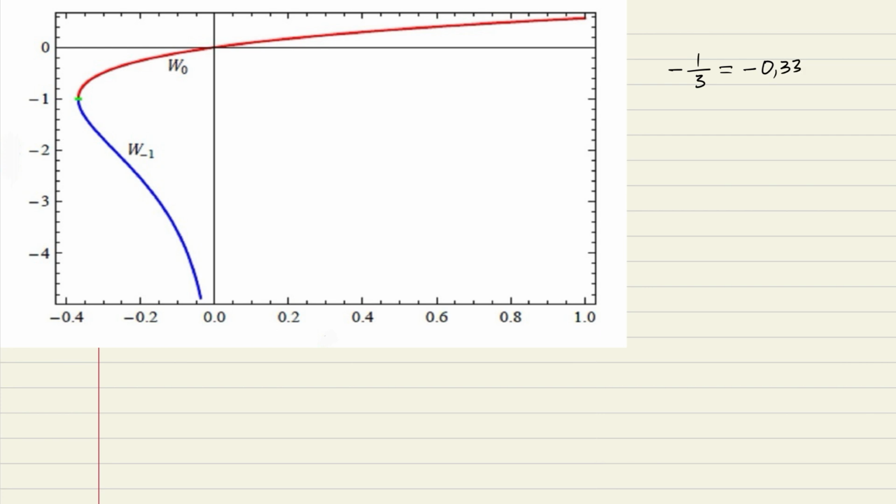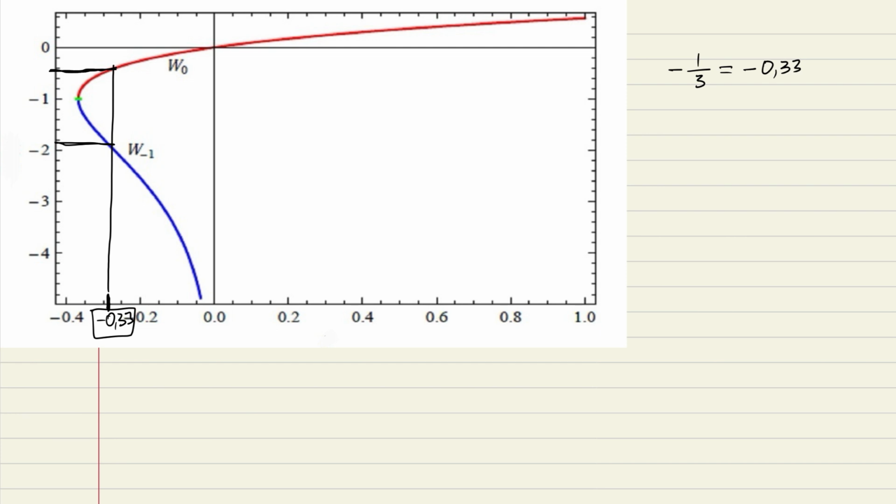So minus 0,33 is approximately, I'm going to say, somewhere here, right? So let's say it's somewhere here, minus 0,33. This is the input value. And if I bring this up, it's going to cut the function in two places. It's going to cut the function somewhere here, and it's going to cut the function somewhere here. So we expect to have two values.